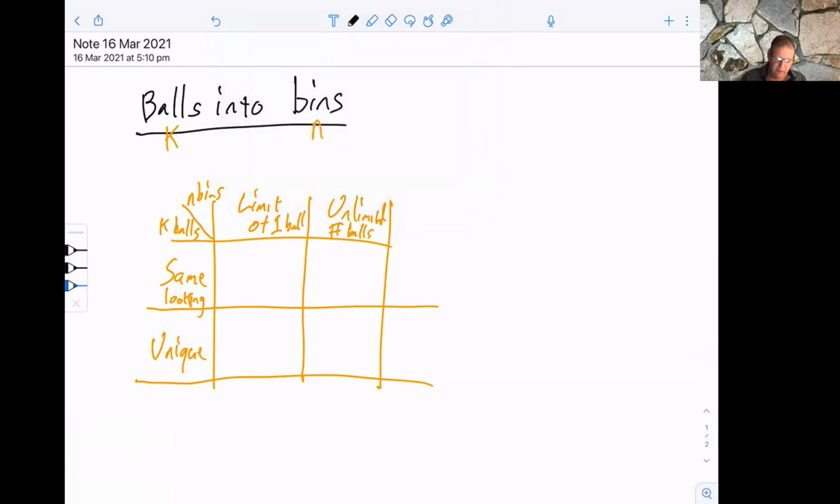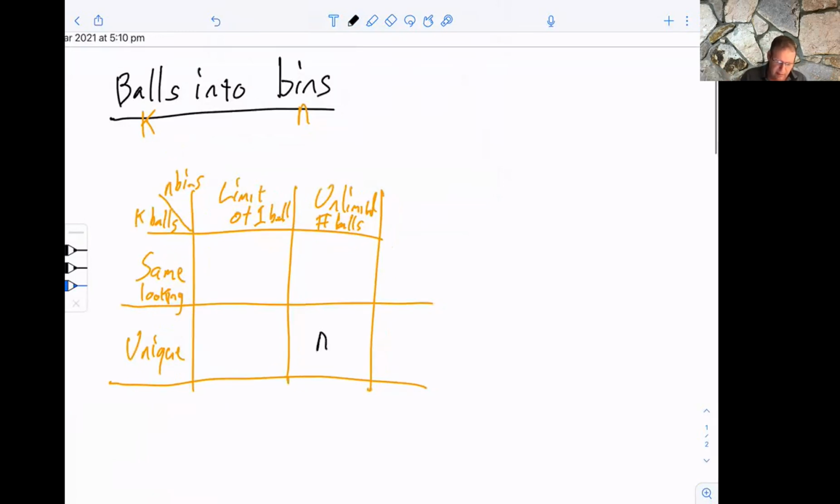This is just a quick review. So if the balls are unique and there's an unlimited number per bin, you can put the first ball in N bins, the second one in N bins, the third one in N bins, the fourth one in N bins. So you've got N times N times N times N, K times. Please stop me if I make a mistake.